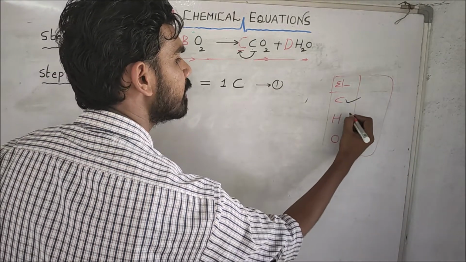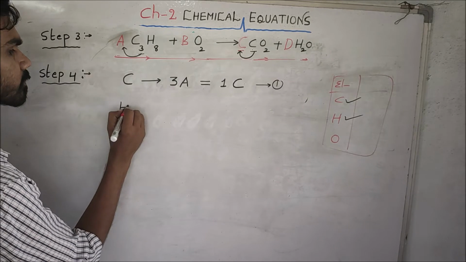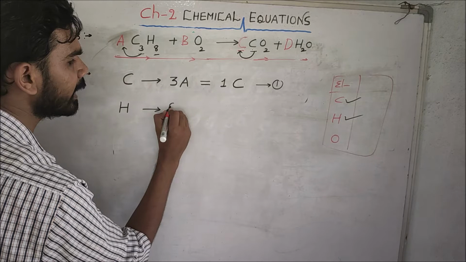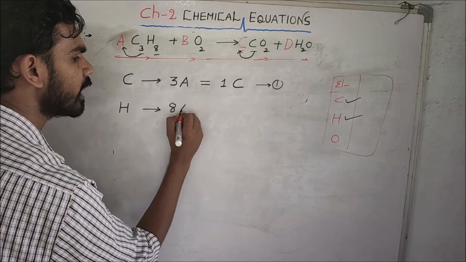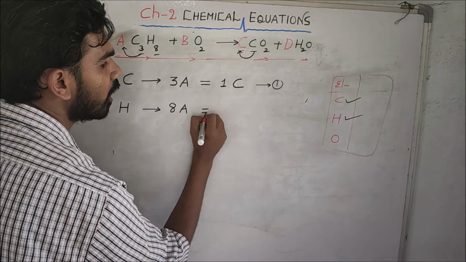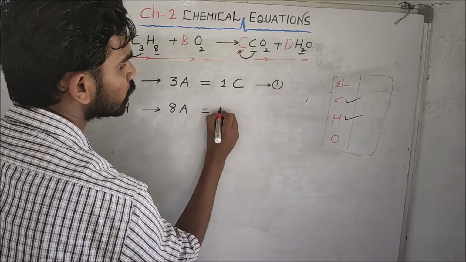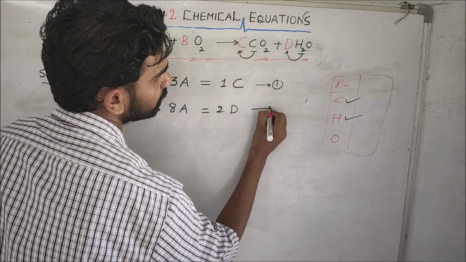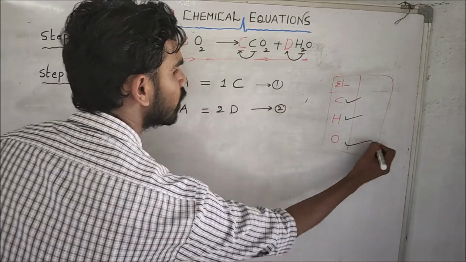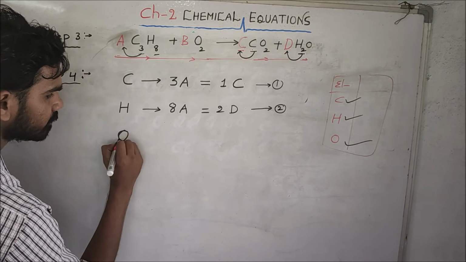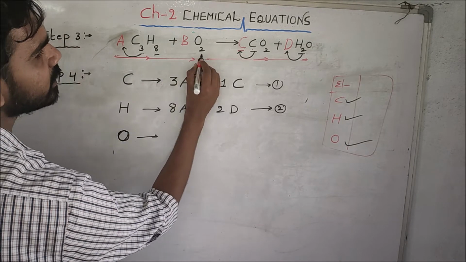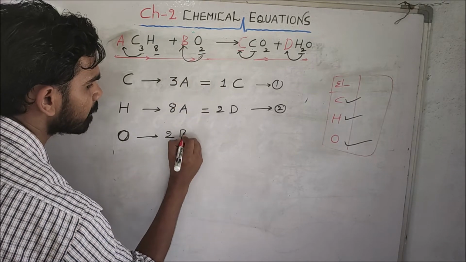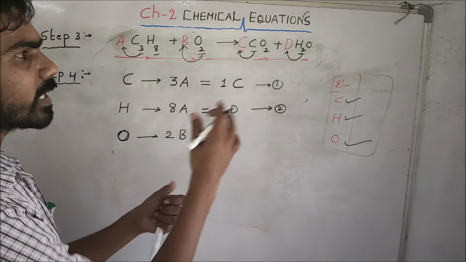Now after carbon, hydrogen. Hydrogen on the left hand side is 8, in A family. On the right hand side it is 2, in D family. This is equation 2. Now we'll go to oxygen. On the left hand side there are 2, in B family. It should be equated to the right hand side.